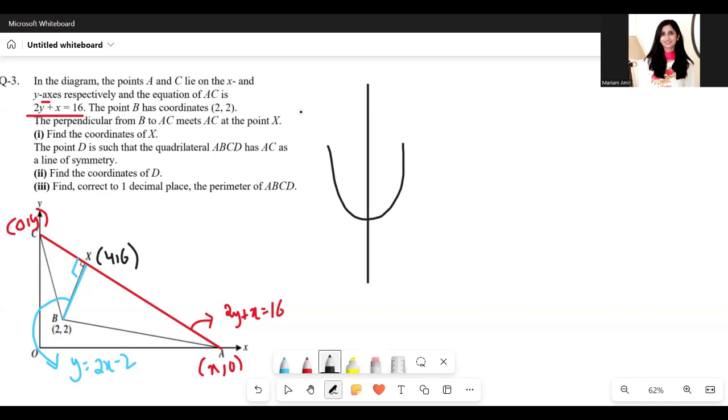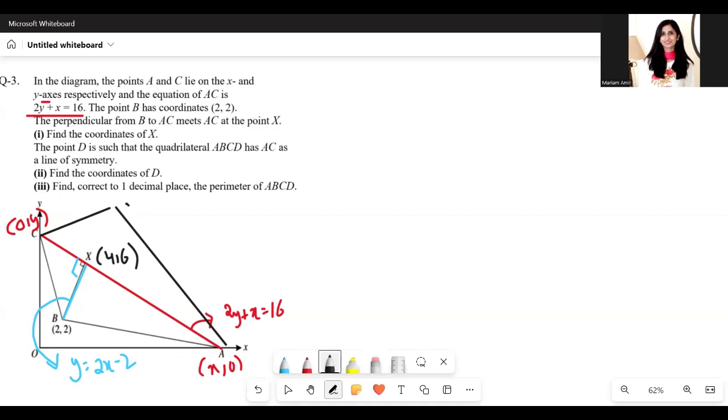It will look like this. If you have a shape like this, then the line of symmetry will look like this. So line of symmetry is basically a line that intersects the shape into two equal and overlapping parts. So then if AC is the line of symmetry, then this kind of becomes a kite, something like this. Yep, it is a kite. So this would be the point D.